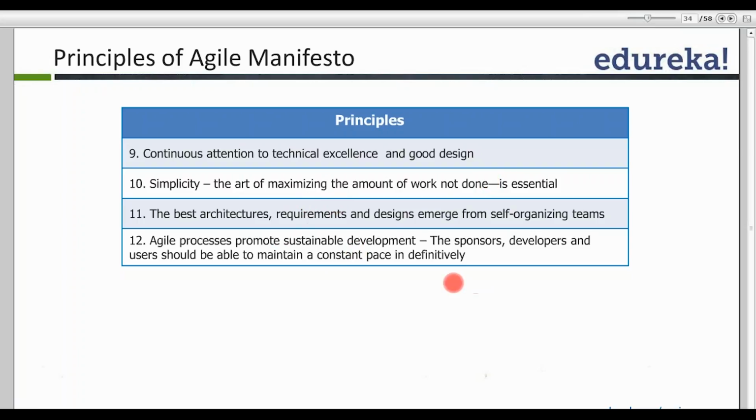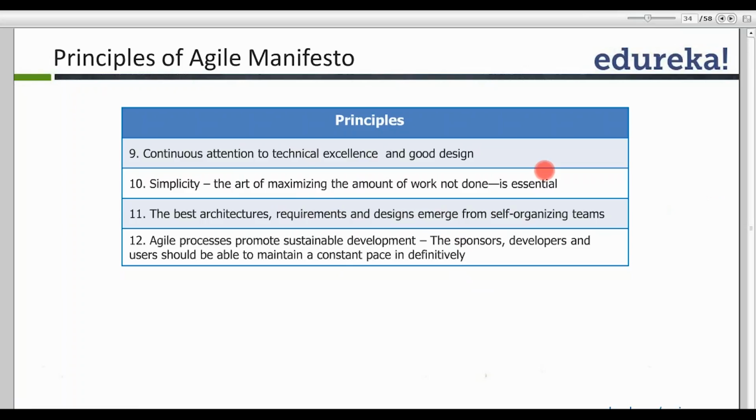Principle 11 talks about the best architecture, requirements and design emerging from self-organizing teams. Remember I told you that agile teams are self-organizing teams. So the best architecture and design appears from the self-organizing team.